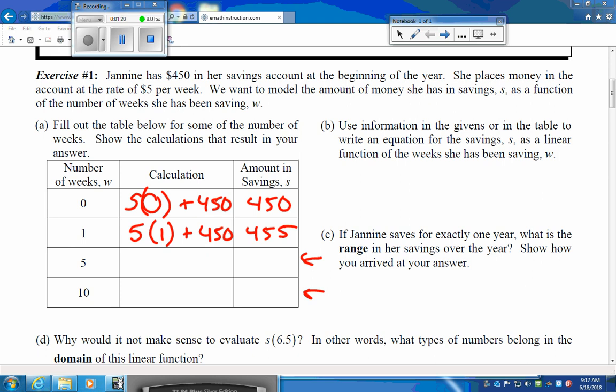And then they want us to use the information to write an equation. The biggest part is they want us to use savings and W, weeks, for the equation. So the savings is the value you get out, based on the weeks. That's going to be equal to 5, because it's $5 per week, 5W, plus the amount we started with, which was $450.